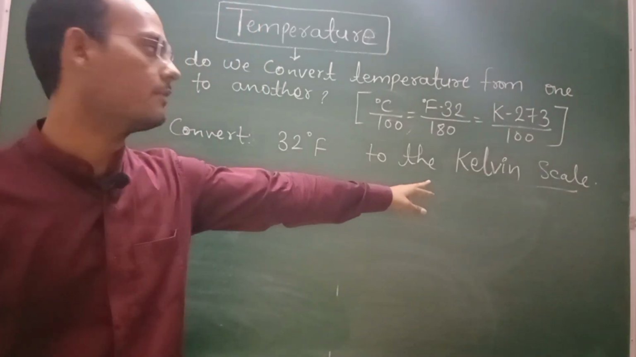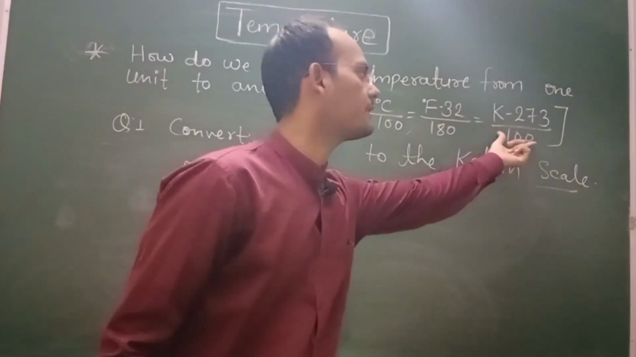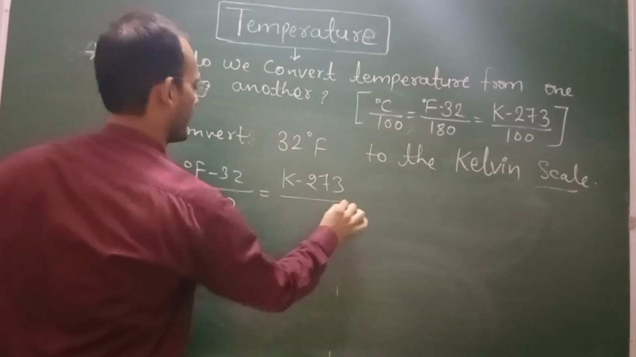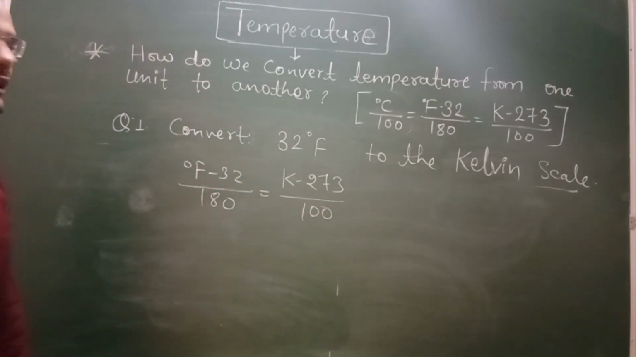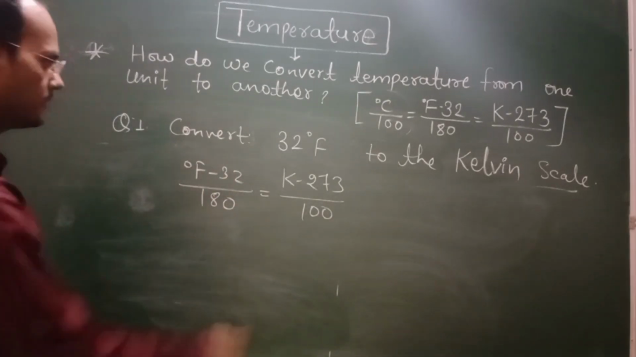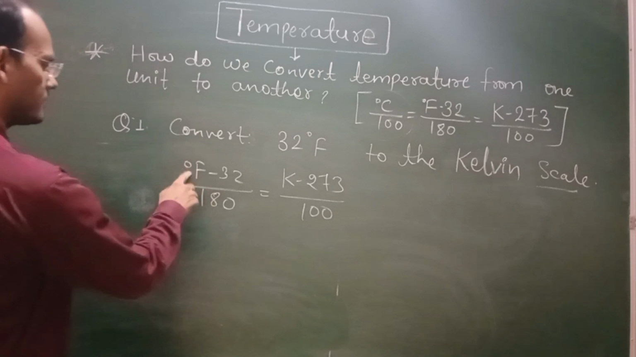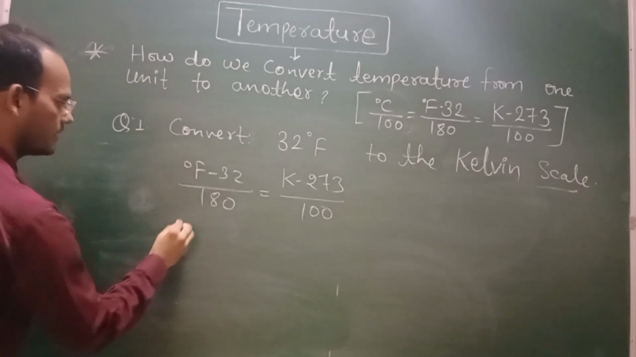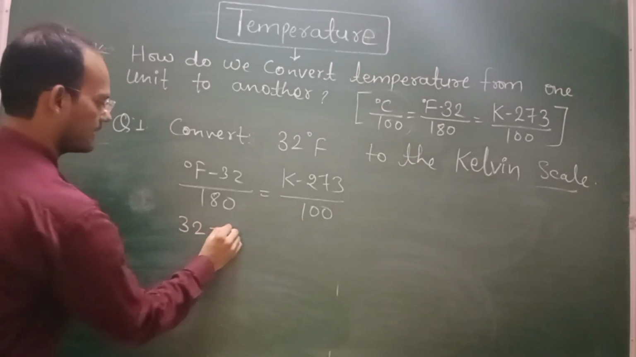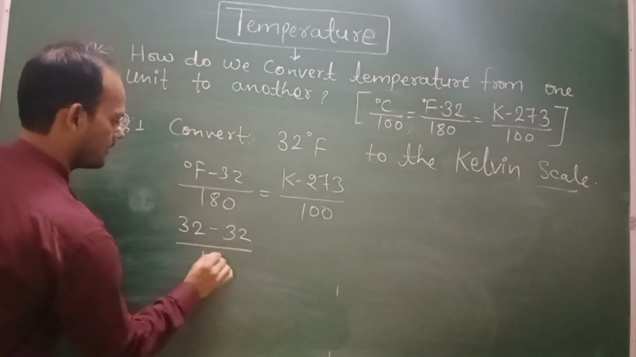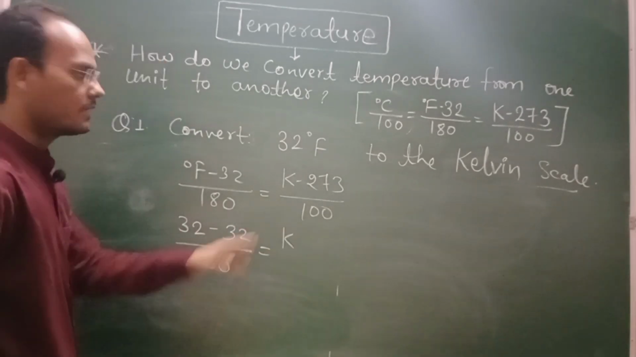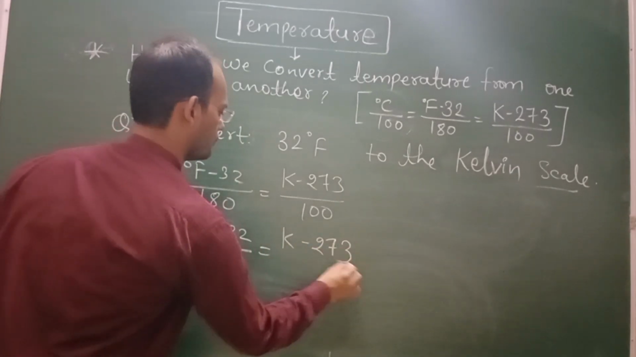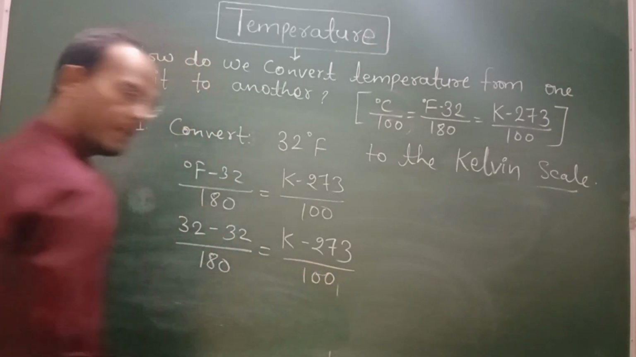what scale do we have to find out? Kelvin scale. So take out the Kelvin part: K minus 273 divided by 100. Now put the given values in place of Fahrenheit, because the Fahrenheit degree is given. So in place of Fahrenheit we place this value: 32 minus 32 divided by 180 is equal to K, which we have to find out. So keep this one as it is, and minus 273 divided by 100.